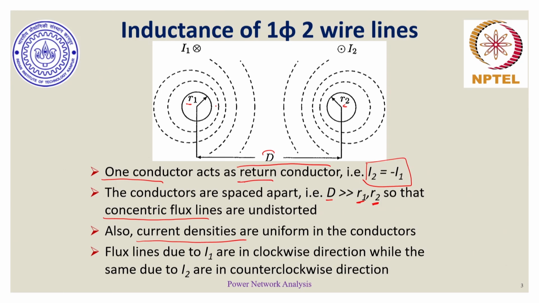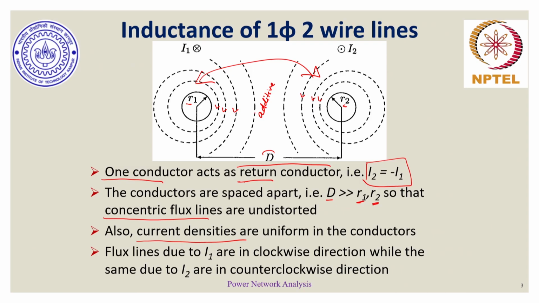The corresponding magnetic flux lines are clockwise, whereas for I2, the same flux lines appear to be in an anti-clockwise direction. So if we look at the space in between these two conductors, the magnetic flux lines, because of the individual conductors carrying I1 and I2, are additive in this space between the conductors at distance d.